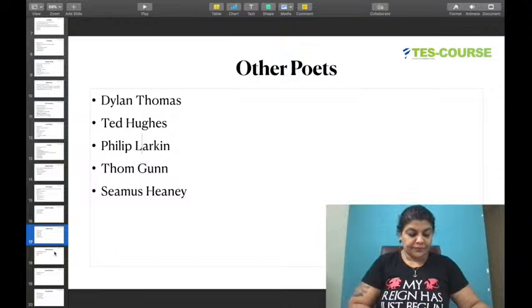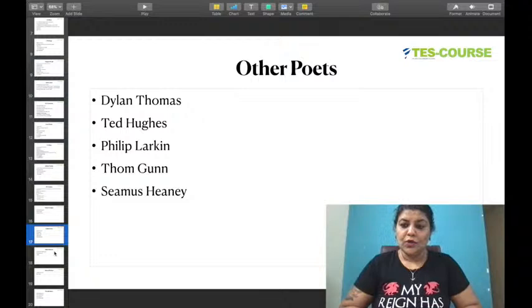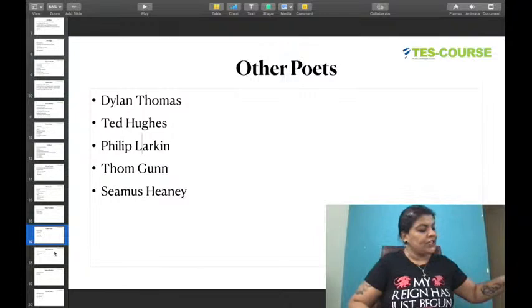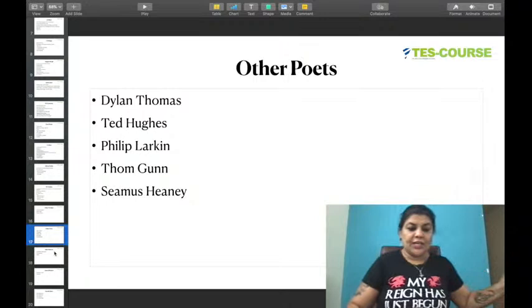Then tell me, Punishment. Who wrote the poem Punishment? Punishment is by Seamus Heaney. It is one of the bog poems. Seamus Heaney.